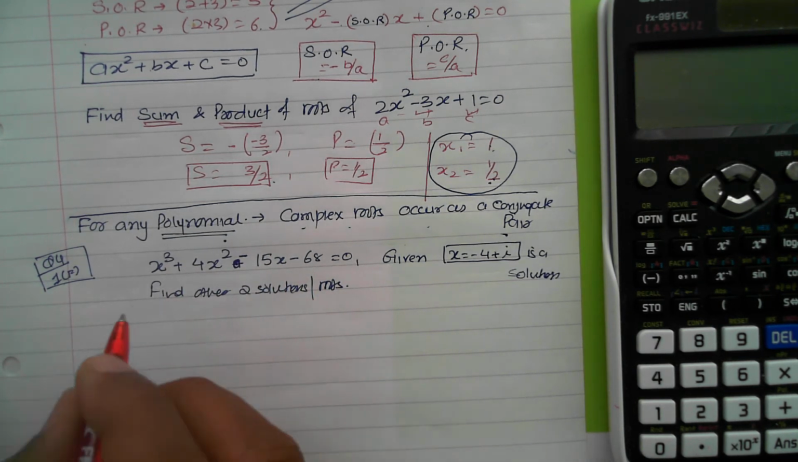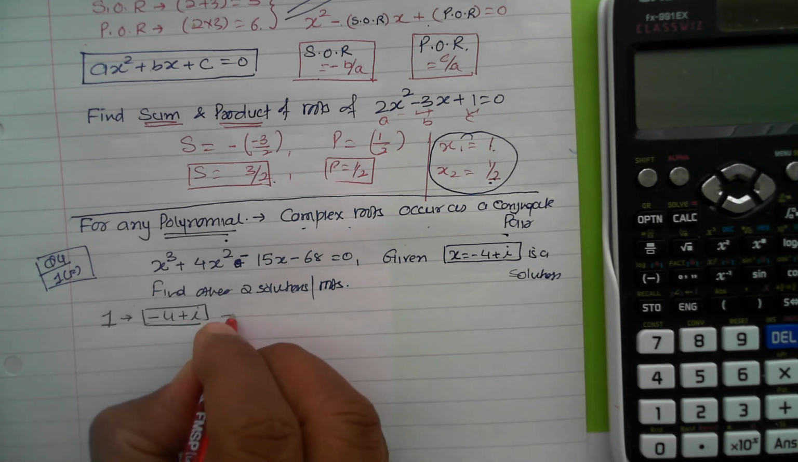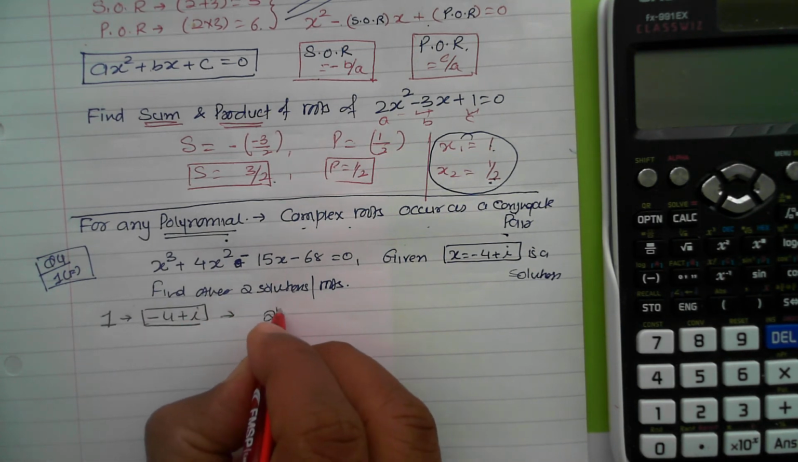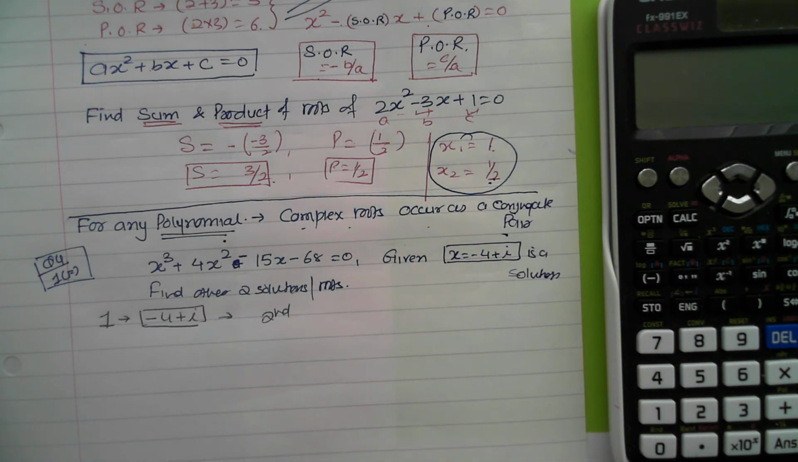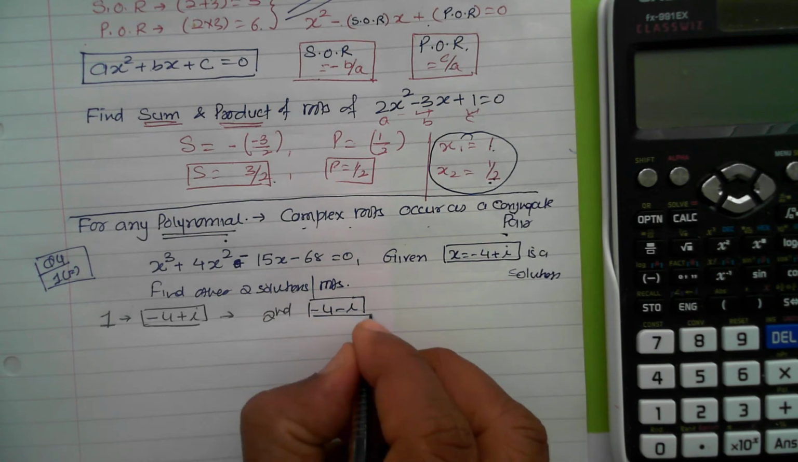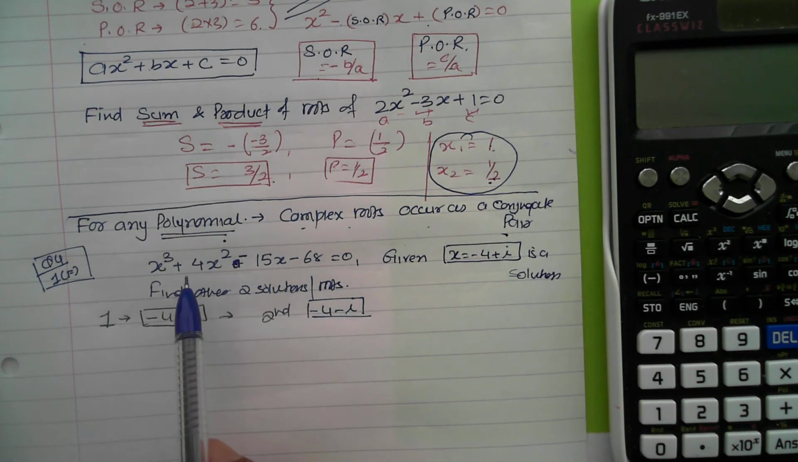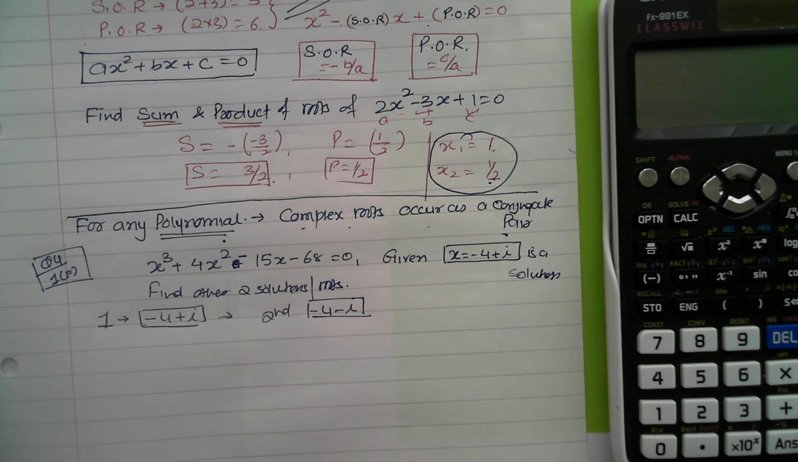Right guys, the other two solutions. I've got one solution as minus 4 plus i. Okay, what does that tell me? The second solution will have to be the conjugate pair of this, that will be minus 4 minus i. So I've got the two roots. So how many more are left now? One more. Okay, if I know the two roots, can I make a quadratic equation which has these two roots as the solutions? I'll use the stuff which you've learned in the topic.